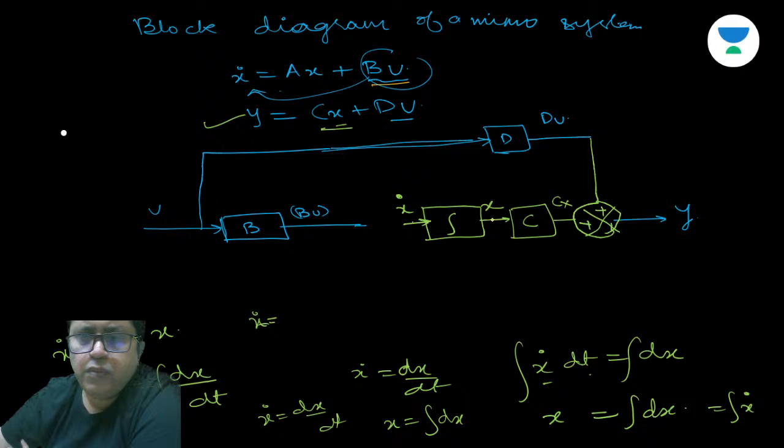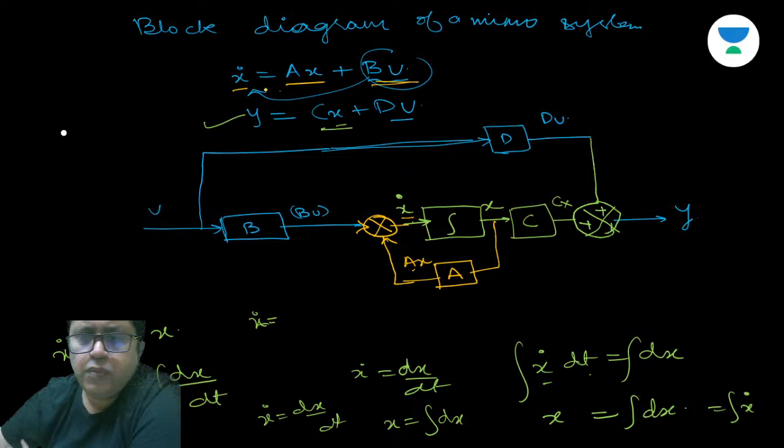This is x. So if I add a to this, I will get ax. This is ax. This is bu. I will add these together, and I will get x dot.